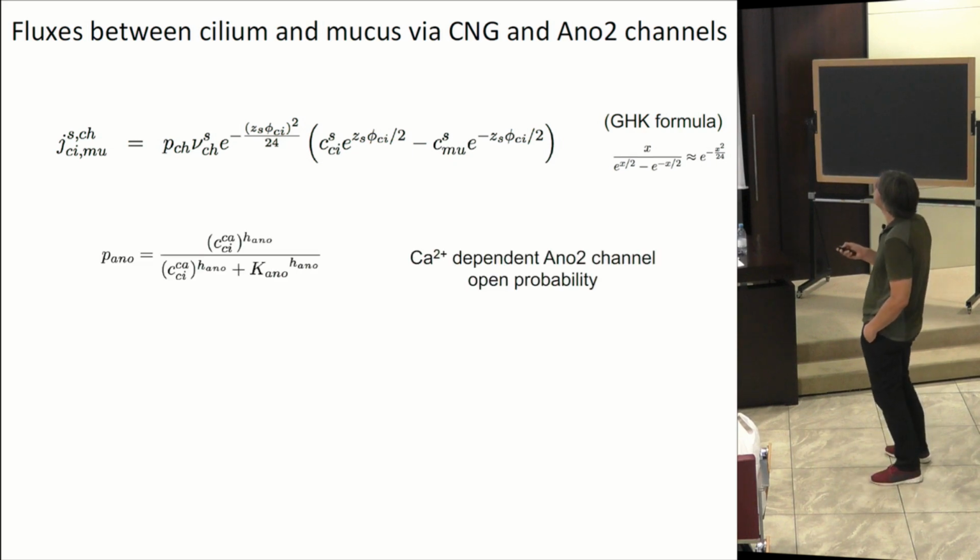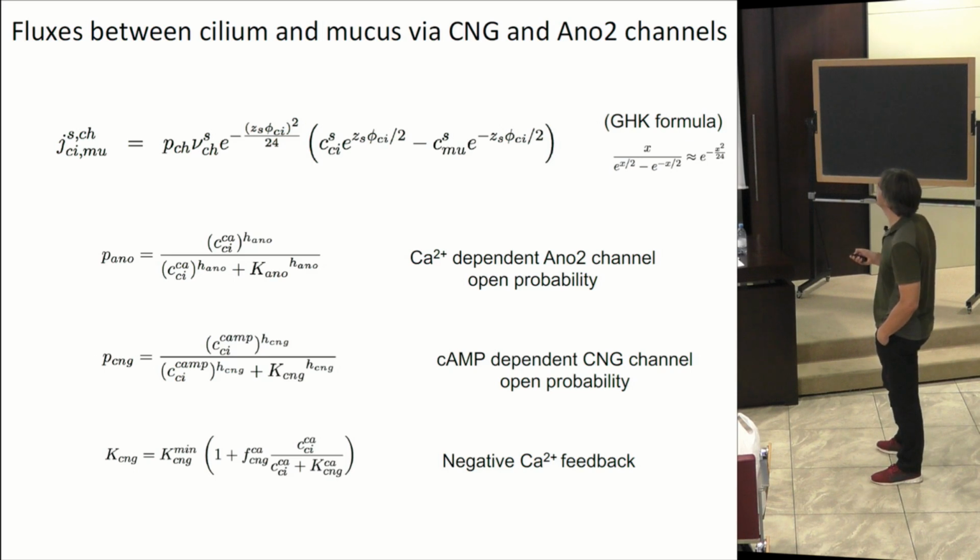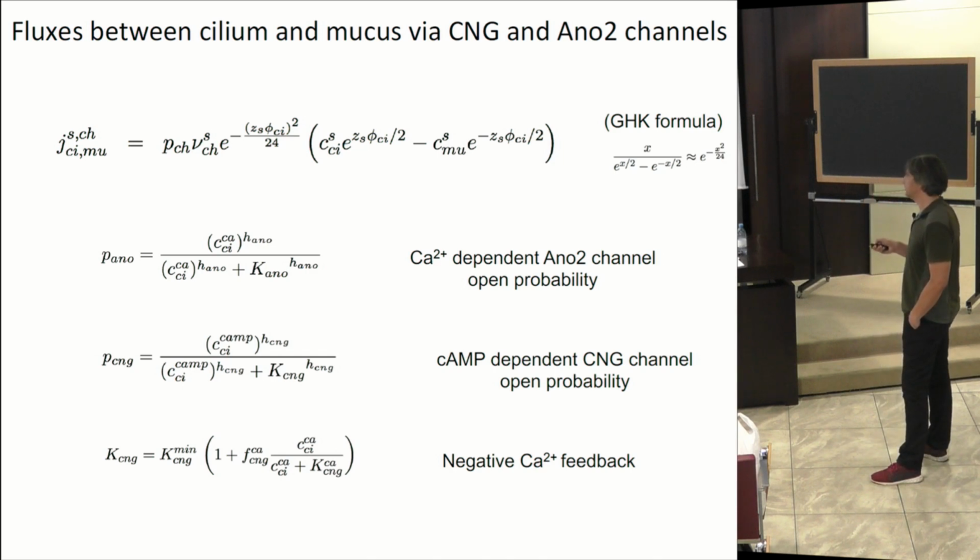Now this is generic; these are both types of channels. For the NO2 channels, they are activated by calcium, so the open probability depends on the ciliary calcium concentration, through some function, a Hill equation. Then you have the channels that are activated by cyclic AMP, and they depend on the cyclic AMP concentration. It is also important that there is negative calcium feedback on these, so they are deactivated by increasing calcium concentrations, which is incorporated by changing this Michaelis-Menten constant. It increases if the calcium concentration increases by some factor f, which is around 4 to 5.